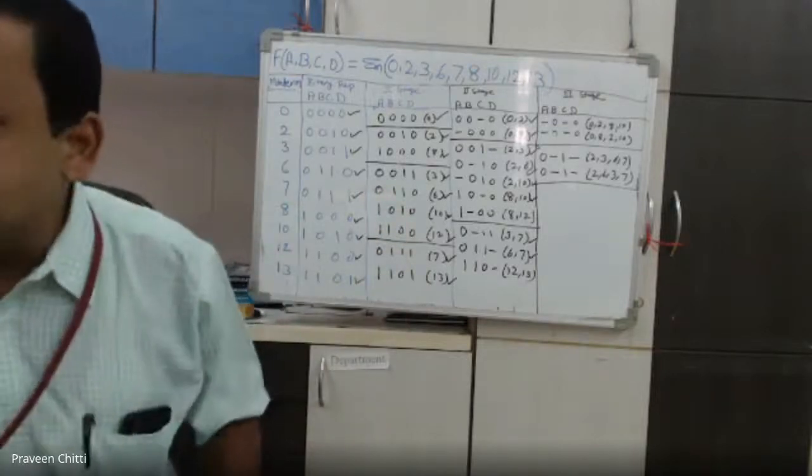Before we close, if you have any difficulties, you can ask me. Do you have any difficulties? Hope all of you understood the Quine-McCluskey method. Again, I am repeating, it is a very important method of simplification of Boolean expressions. If you have any doubts, you can ask me. Or else, if there are no difficulties, we'll close the class for today.